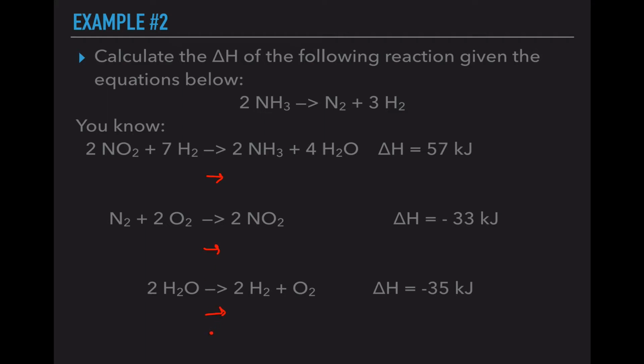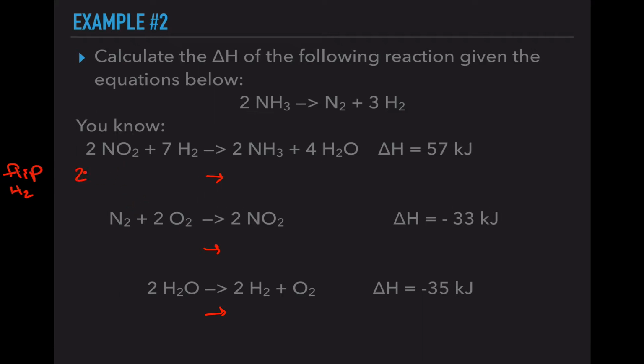Then I have to combine them, cross out anything that's on both sides, and finalize and make sure it matches. So the first thing I have to look at, NO2. Well, that's not in my final equation, so that's something that's going to end up getting canceled out. H2, that's in my final equation, but it's on the other side of the arrow. So this first example, I'm going to flip because I want the H2 on the other side.